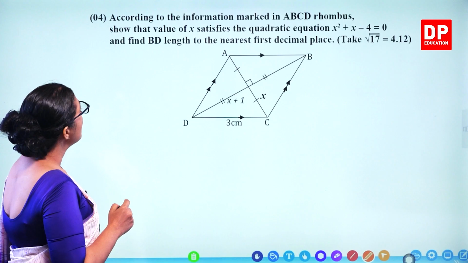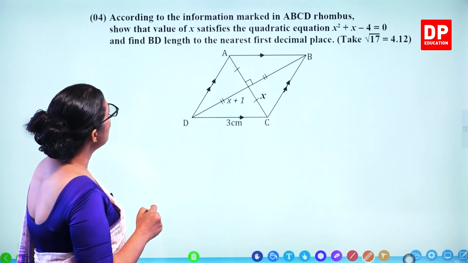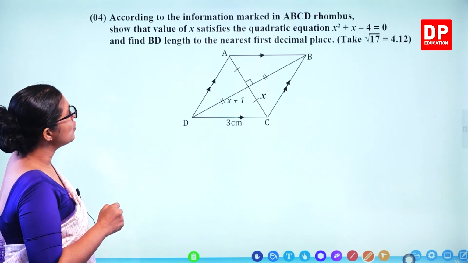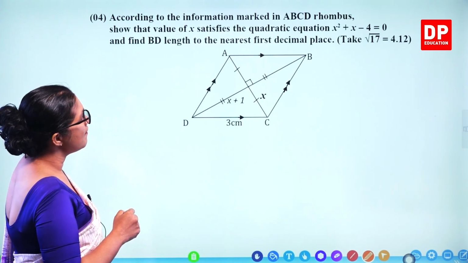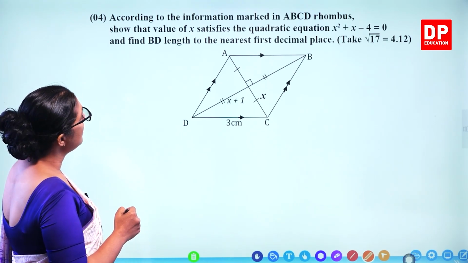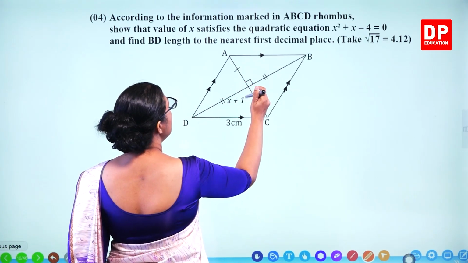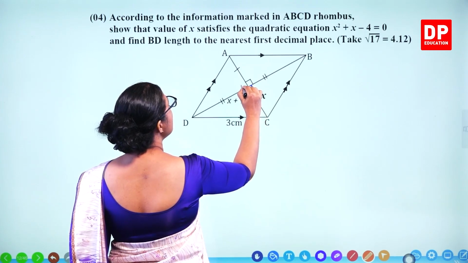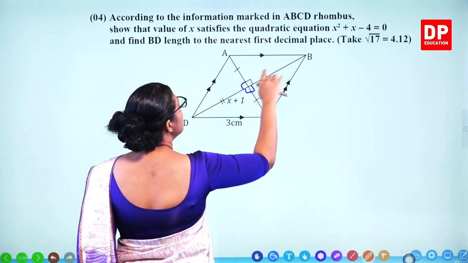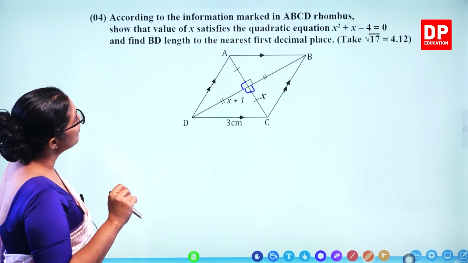Question number 4. According to the information marked in rhombus ABCD, show that the value of x satisfies the quadratic equation, and find the BD length to the nearest first decimal place. Take root 17 as 4.12. So, x plus 1 is this length, and x is here. This is a rhombus, with 90 degrees at the intersecting point of the two diagonals.